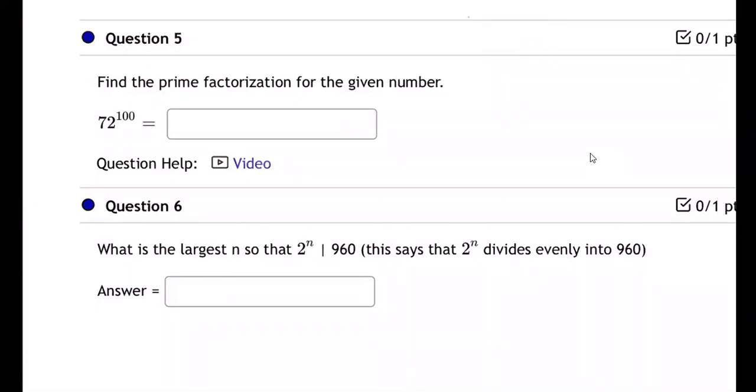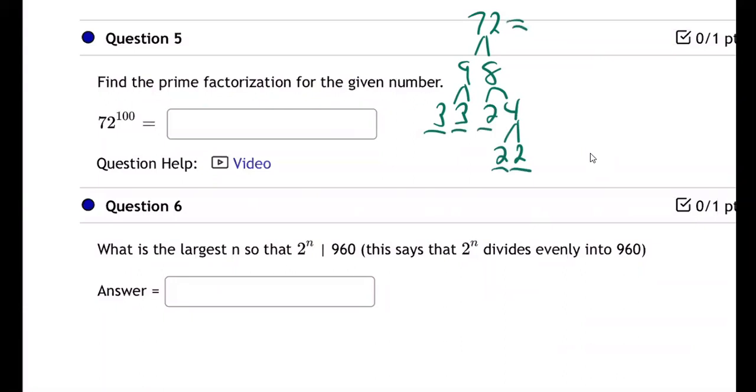So we take the 72, we break it down, 9 times 8, 3 times 3, 2 times 4, 2 times 2. So in the end, we get 2 to the 3rd times 3 squared. Right, that's the breakdown of 72.